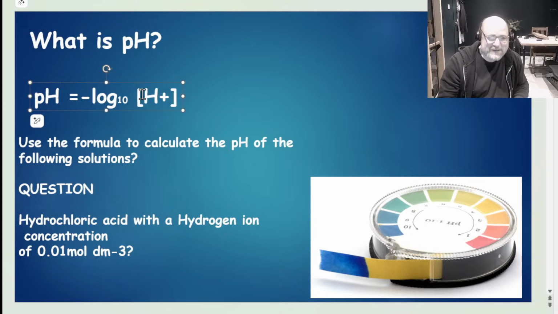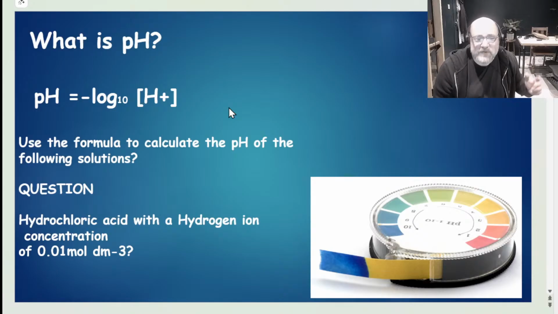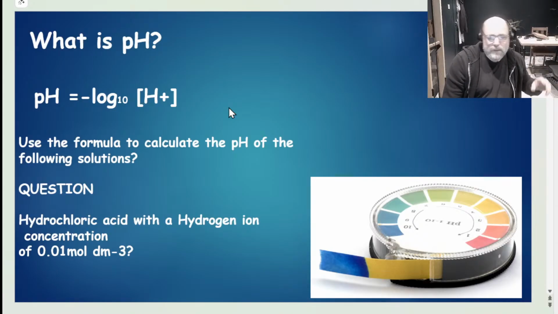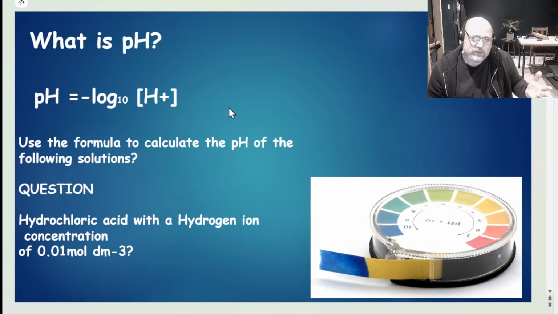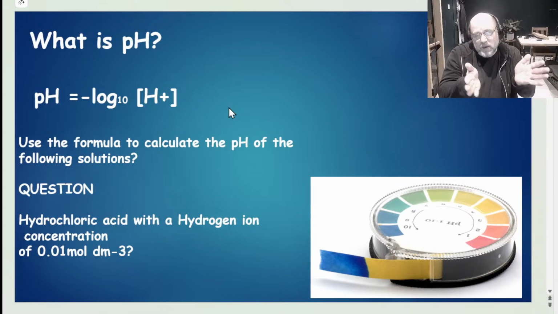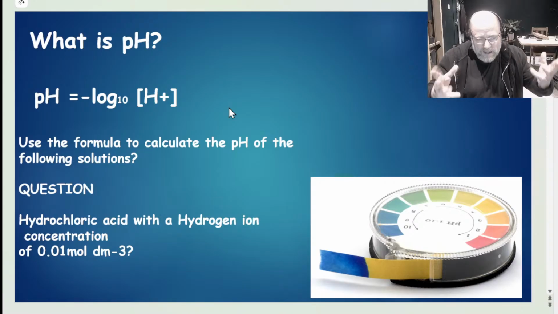You should use square brackets. Believe it or not, in your exam, if you use rounded brackets, you won't get the mark, because square brackets are for concentration and rounded brackets are for pressure. So if you use curved brackets, that's pressure. Square brackets are for concentration.